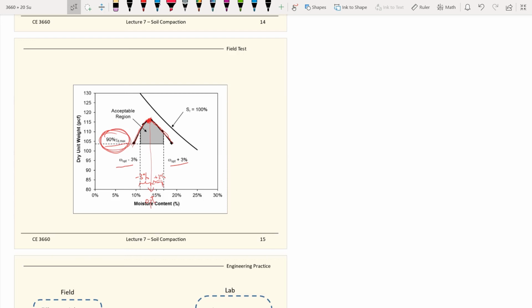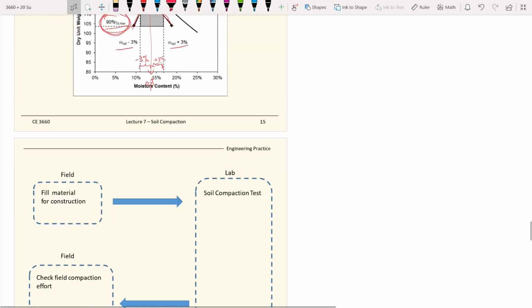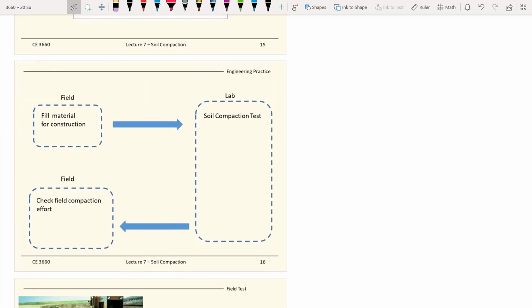It may take some time in your career to get to the point that you can use your PE stamp to finalize your specifications, writing or design. But everything is not here, so we need to understand all this compaction, the behavior of soils behind the design.